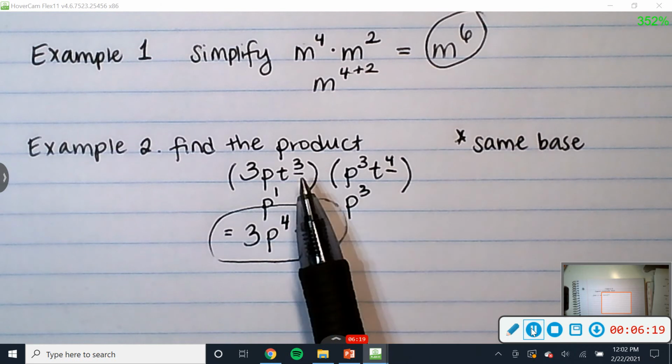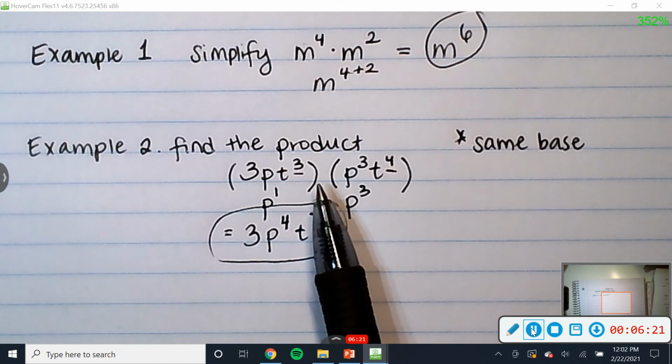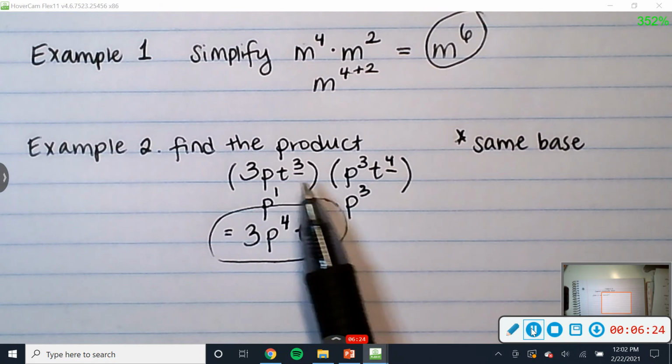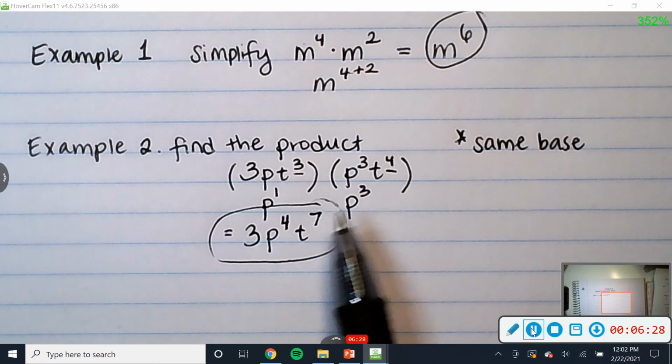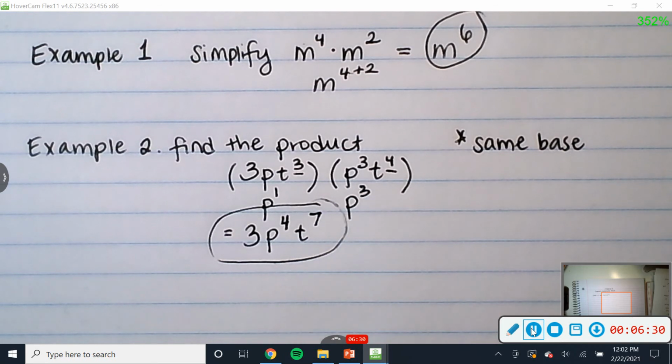So for anything, if you have more than one variable or numbers mixed in, only look for something that has the same base, and then you can add the exponents together, and you'll have a simplified expression.